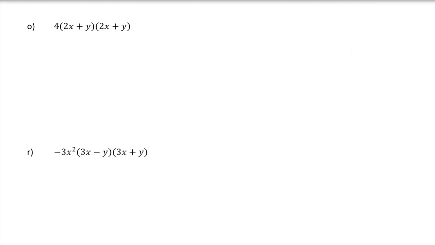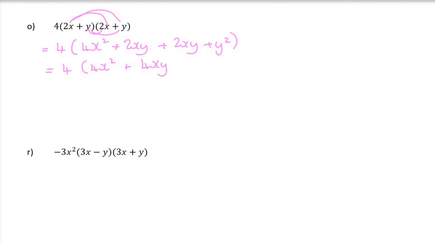Okay, next one, very, very similar, and this is 4x squared plus 2xy, and then plus another 2xy, notice I wrote that alphabetically, plus y squared. Okay, once again, like terms in the brackets, 4x squared plus 4xy. Remember, when you add like terms, you don't change exponents. And then I distribute to my 4. So 16x squared and 16xy and 4y squared.